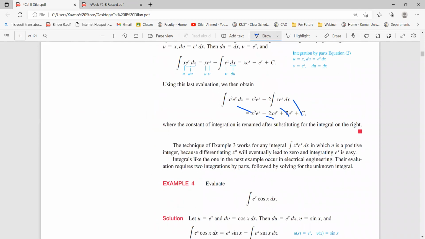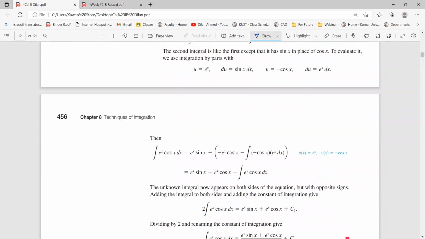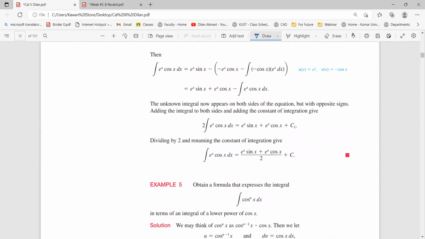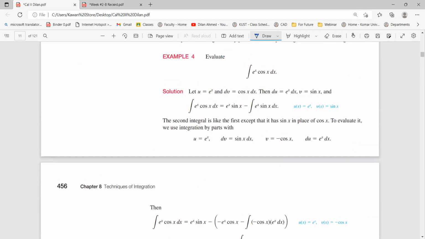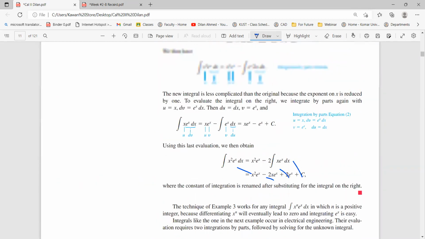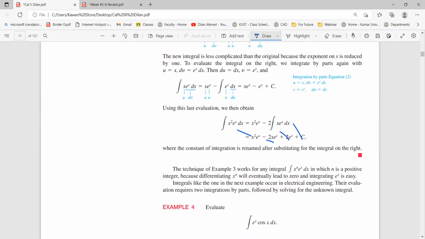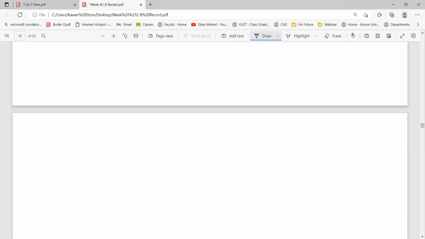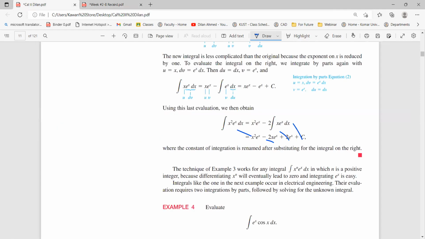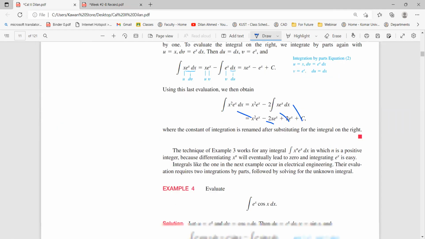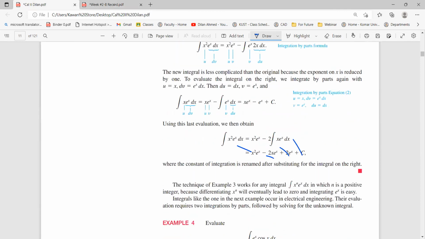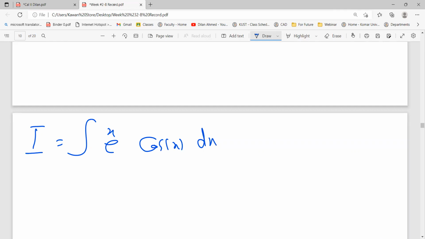Here we are. Another example. We have I equal to e^x cosine of x dx. So how do we solve that one?